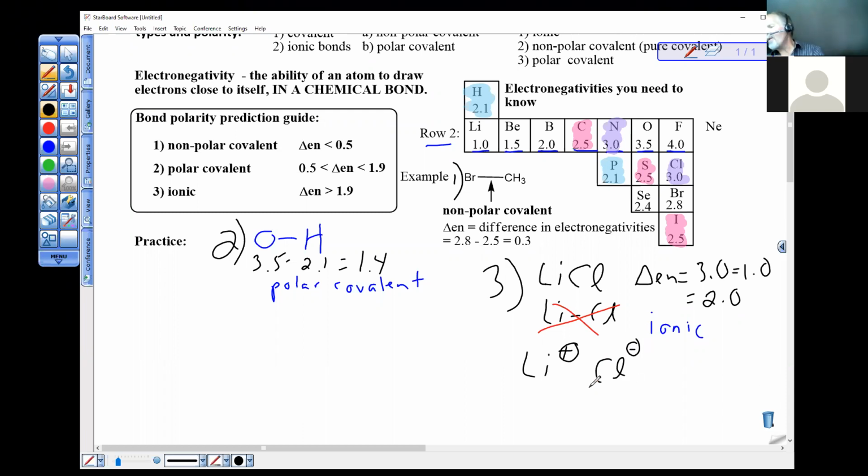All right, lithium chloride is not really a sharing of bonds. It's an attraction between a cation and an anion. It's called an electrostatic attraction known as an ionic bond.